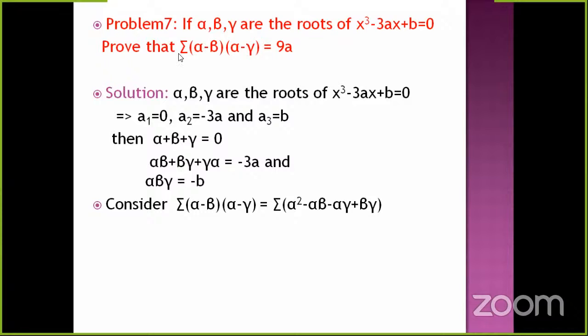Now consider what we want to find out, that is the summation of alpha minus beta into alpha minus gamma. So multiply the two products: alpha square minus alpha gamma minus alpha beta plus beta gamma. Taking alpha common from the second and third terms, I will get alpha square minus alpha into beta plus gamma plus beta gamma. So see here, beta plus gamma. What is the value of beta plus gamma? From this equation, I can write beta plus gamma is equal to minus alpha. So sending alpha to the right side, beta plus gamma is equal to minus alpha. Substituting that value, I will get alpha square minus alpha into minus alpha plus beta gamma.